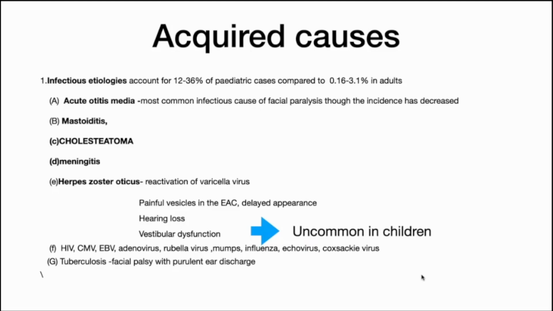Viral infections like HIV, CMV, EBV, adenovirus, rubella, mumps, influenza, echovirus, Coxsackie virus might cause facial nerve palsy. And remember that in 11% of patients, facial nerve palsy may be the first presenting feature of HIV infection. Yes, tuberculosis is very common in the Indian scenario. So any child with facial palsy and purulent ear discharge, always suspect tuberculosis, and after doing a mastoidectomy, always send the tissue for histopathology to rule out tuberculosis.